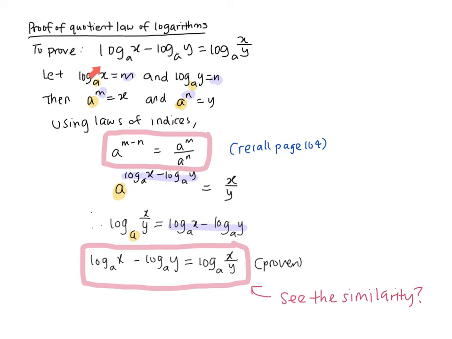With a similar approach, we can prove the quotient law of logarithms. So let log x base a be m, log y base a be n. Converting to the exponential form, we will have a to the power m equals x and a to the power n equals y. Using the law of indices, we will have a to the power of m minus n equal to the fraction of a to the power m over a to the power n.